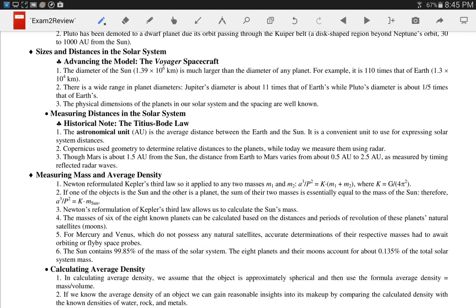Which planet has the strongest magnetic field? Jupiter. Which one has the weakest magnetic field? This is a trick question. Yes, it is.